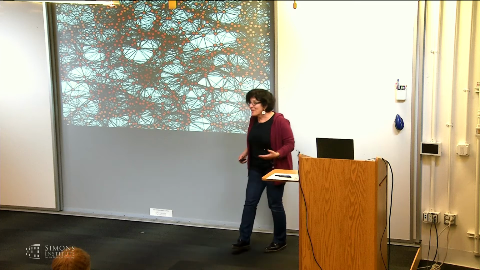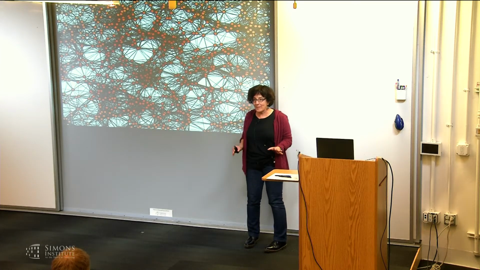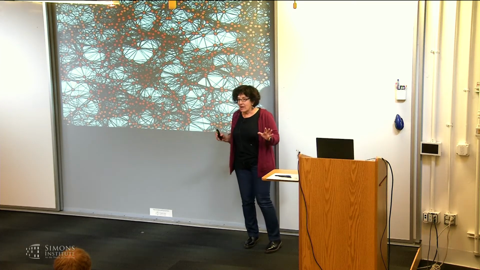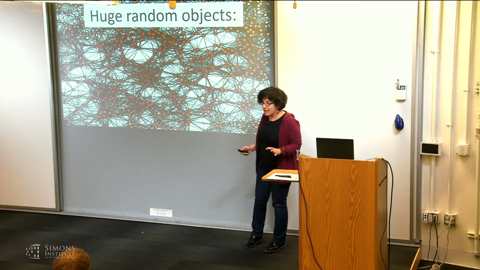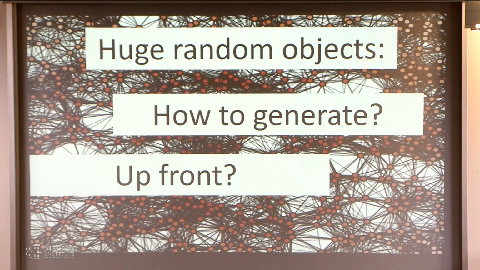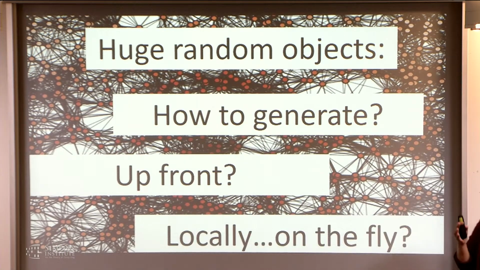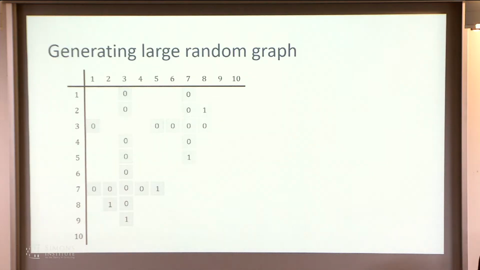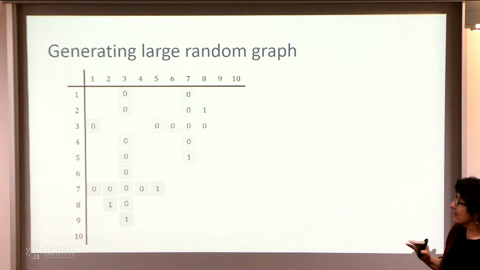Okay, so the goal of this talk is to talk about what happens when you want to generate a huge random object. And the question is, how can we generate these things? Do we need to generate the whole object up front, or can we generate the parts that we need locally on the fly? Before I talk about the history of this problem, I want to give an example.